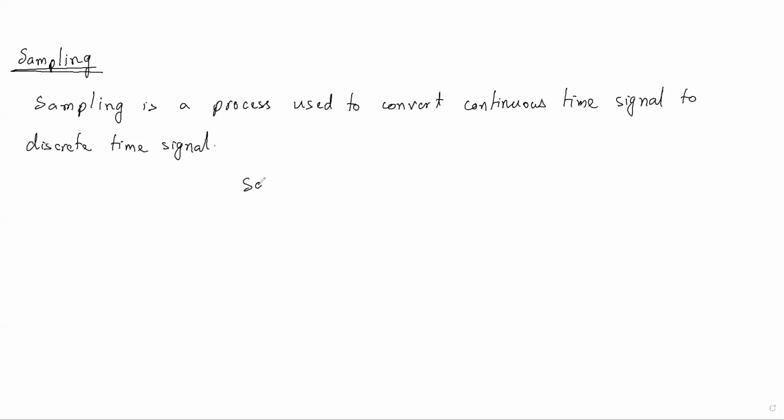I have said already that sampling has different methods. One is the ideal method. Ideal means you can say it is impulse sampling. This is ideal sampling, or impulse sampling. In this case we use a train of impulse signal to make a continuous time signal into a discrete time signal.